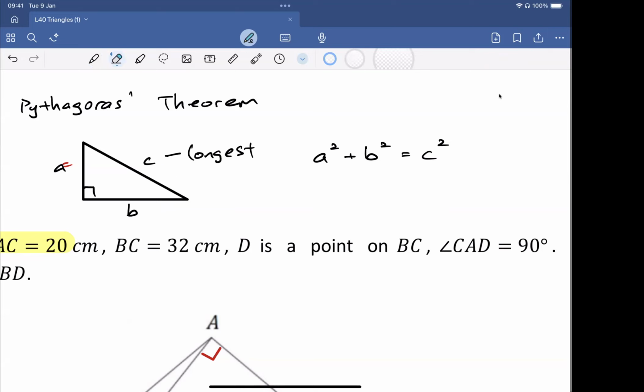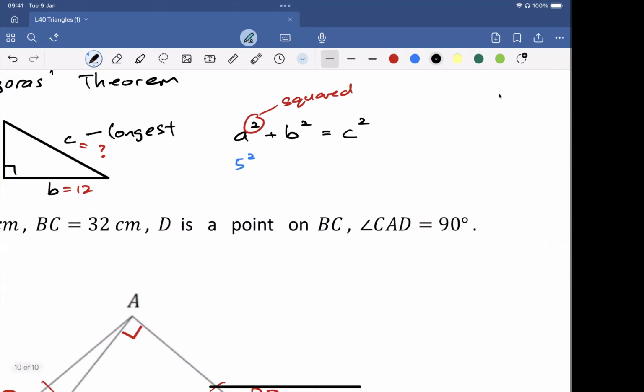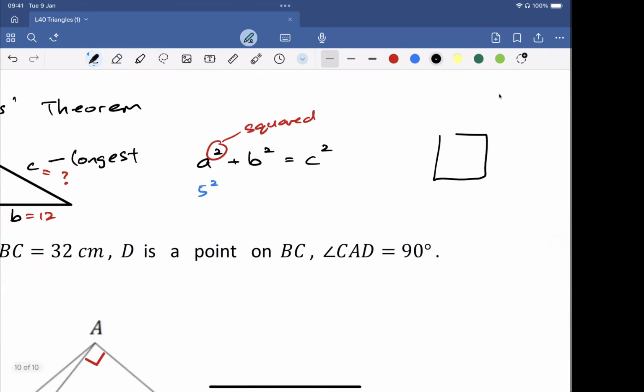So now I'm going to say that a is equal to 5, b is equal to 12, and then I'm going to put a question mark here. So what can I write down? 5 squared. By the way, we call this power of 2, but we can also call it square. Do you know why we call it square? How do you find the area of a square?